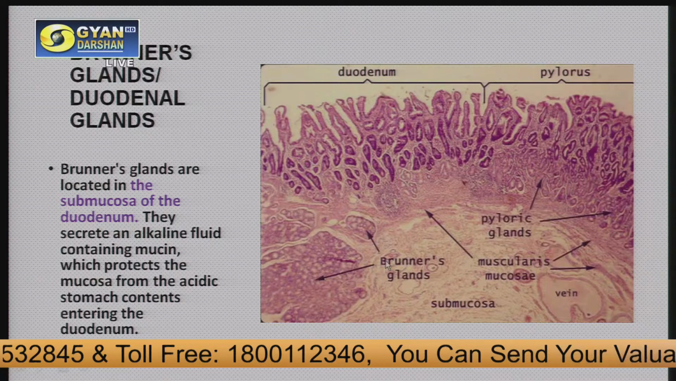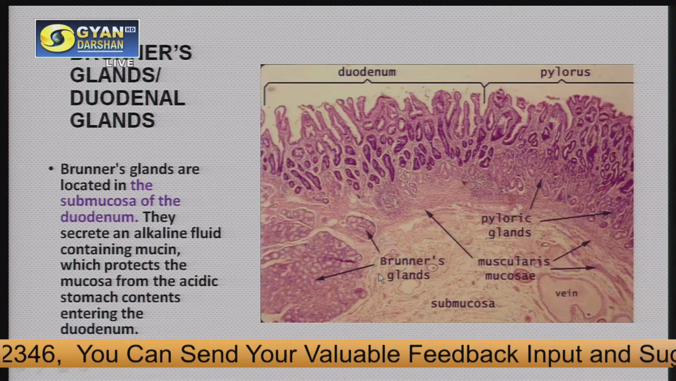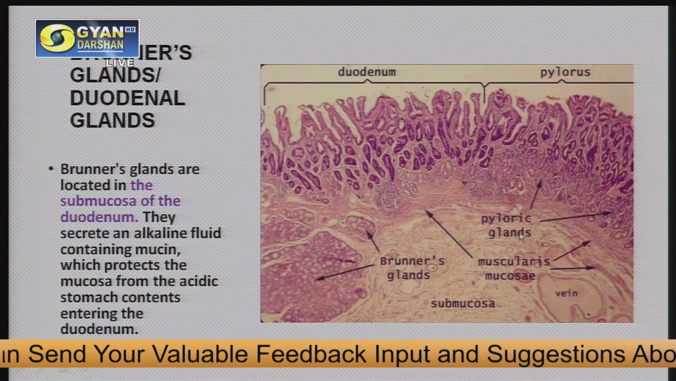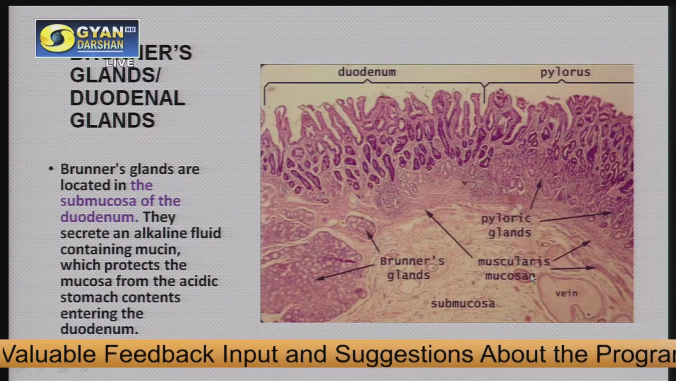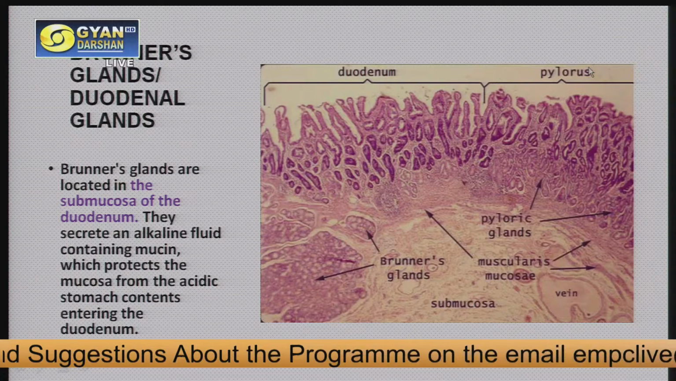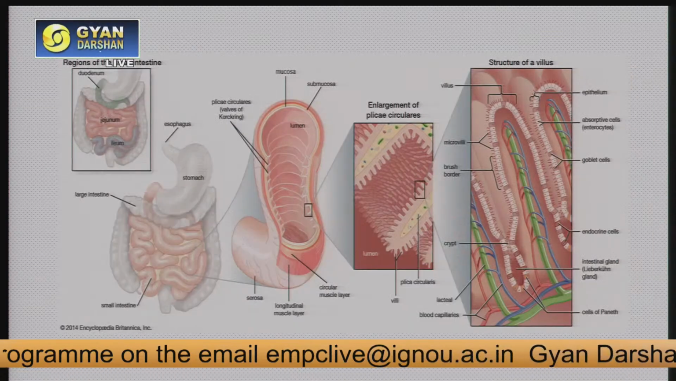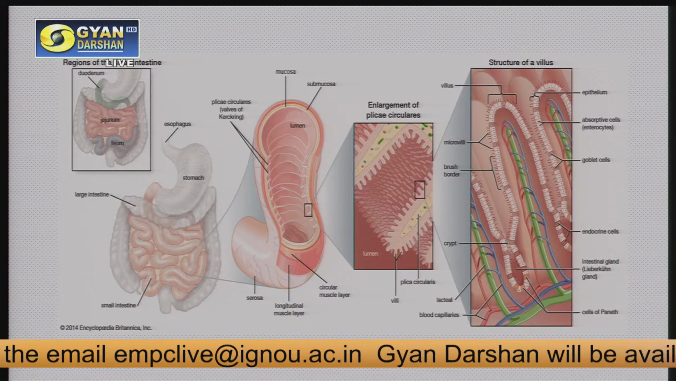Here you can see that this duodenum has many important glands. You can see here Brunner's gland, this is the pyloric gland, and then this is the muscularis mucosa, this is the submucosa, and this particular portion is the pylorus. Now we come to this particular figure. It is a consolidated figure.